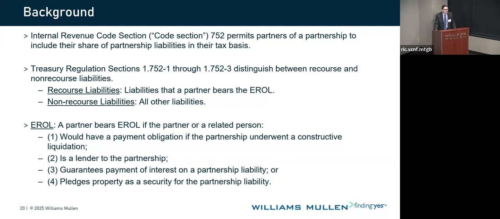So what is the key term of economic risk of loss? It's basically when you have a partner that's guaranteeing the liability in some sort of way, whether they would have a payment obligation under a constructive liquidation, whether they're a lender to the partnership, whether they're guaranteeing payment of the interest on a partnership liability or pledging property as a security. So in all these circumstances, a partner will be deemed to have the economic risk of loss of that liability. It will be a recourse liability and it would be included in their tax basis.